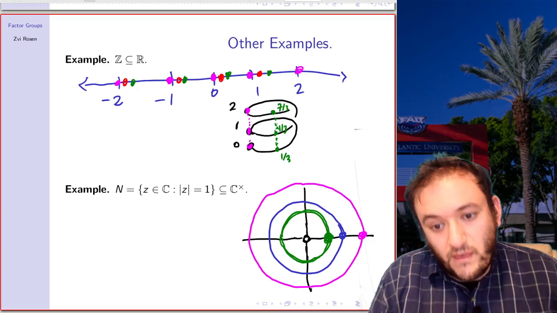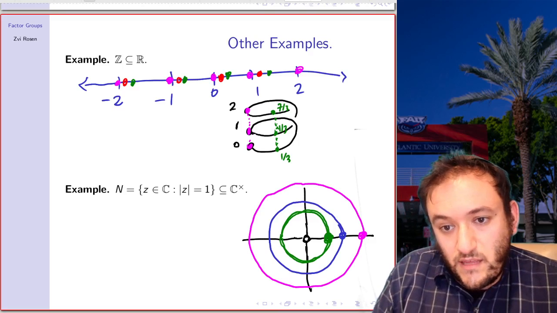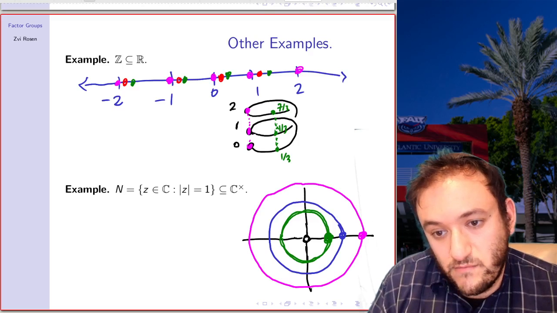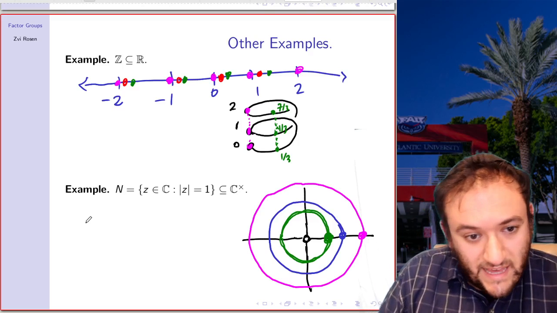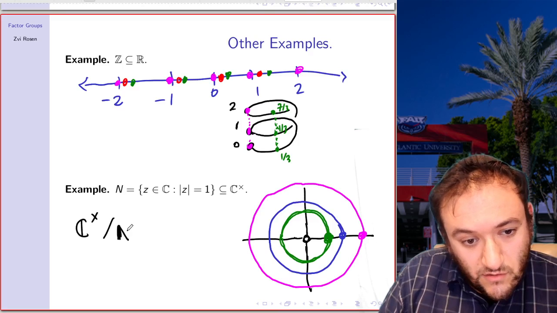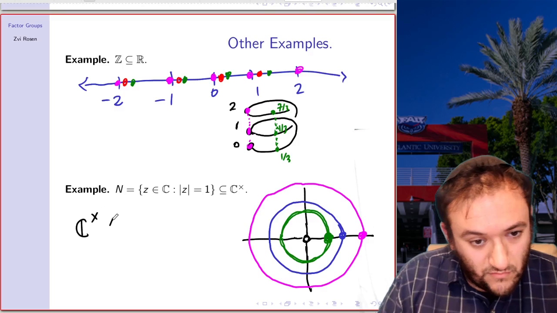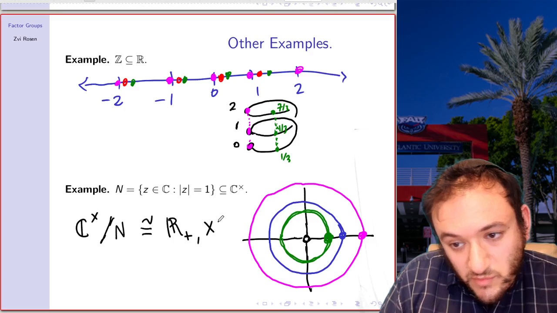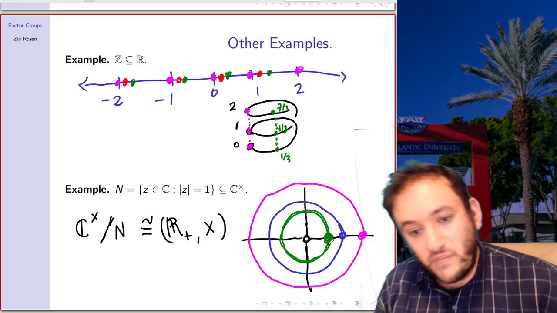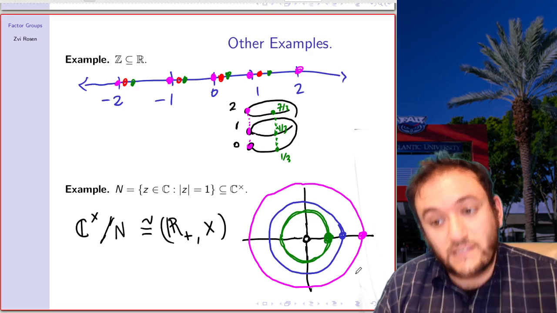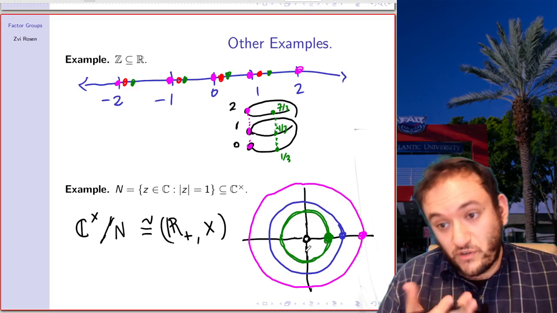Okay. And so what you can see here is that the way the quotient works in this instance is that C cross mod this normal subgroup N, let me rewrite that, is really isomorphic to the positive reals under multiplication, right? Because every coset, every equivalence class here is identified with a circle with a fixed norm.